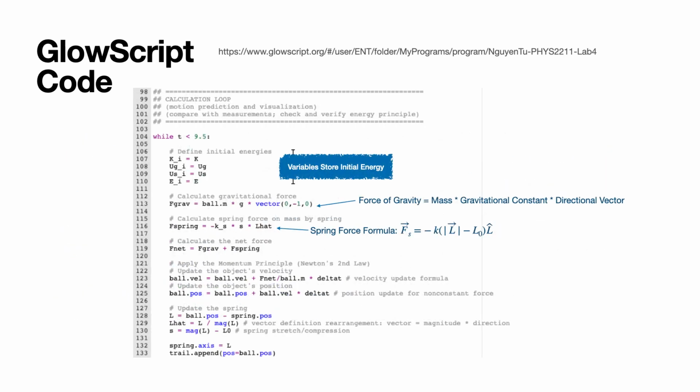Here's the calculation loop for the model that stores the initial values of the energies each iteration before calculating the net force by summing the calculations of the force of gravity and the spring force. The momentum principle is applied to calculate the object's new velocity and position with the velocity update formula and the position update formula respectively. The spring's values are then updated.